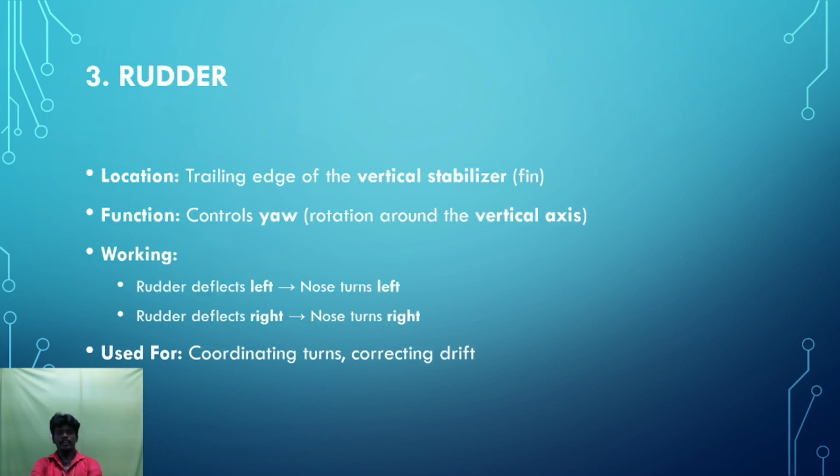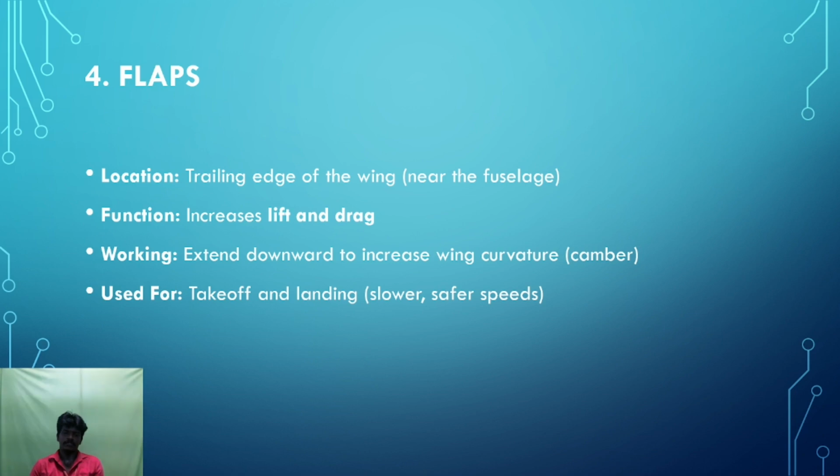Rudder is located at the trailing edge of the vertical stabilizer, which is called the fin. Function: controlling yaw, rotation around the vertical axis. Working: rudder deflects left, nose swings left. Rudder deflects right, nose swings right. Used for coordinating turns and correcting drift.